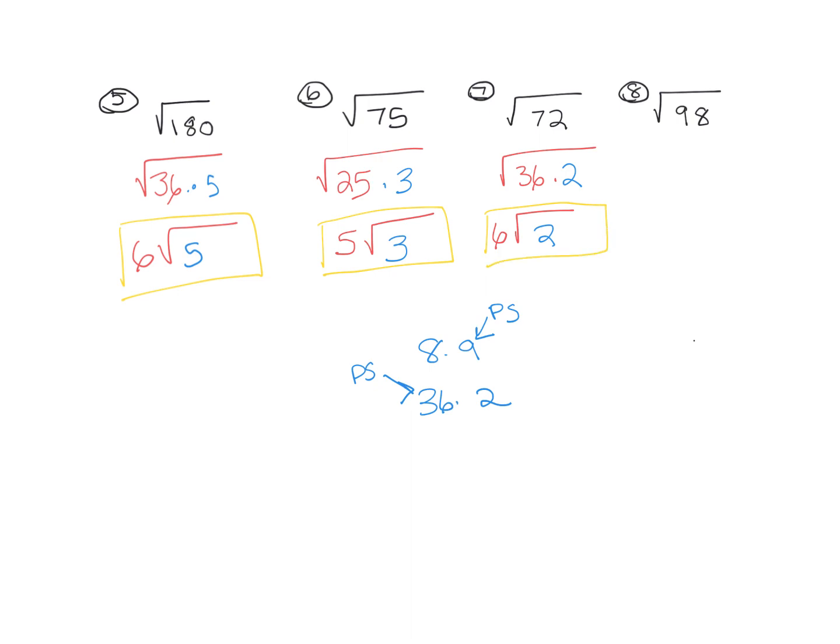And then our last one is 98, and 98 is going to be 49 times 2, and the square root of 49 is 7, and then the 2 will stay under, so 7 radical 2.